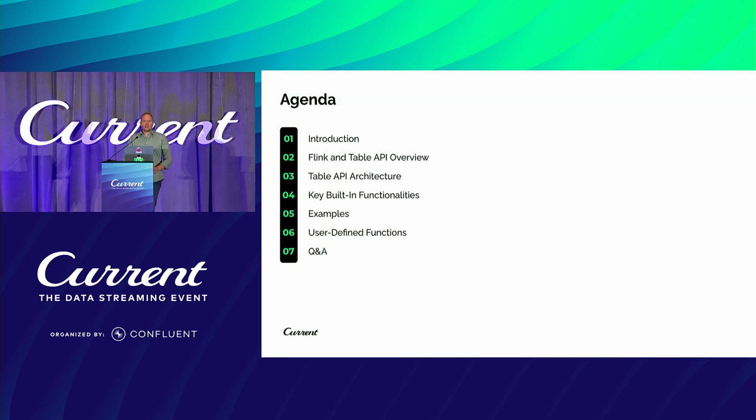So what am I planning to talk to you about today? I want to give you a quick overview of Apache Flink and Apache Flink's table API. We'll dive a bit into the architecture of the table API, the capabilities, go through the examples, have a section on user-defined functions, and then at the end we will have room for questions and answers. By the end of the talk, I hope that you will understand the capabilities of Flink's table API, the architecture, and how you can leverage it for building efficient and scalable real-time data processing applications.